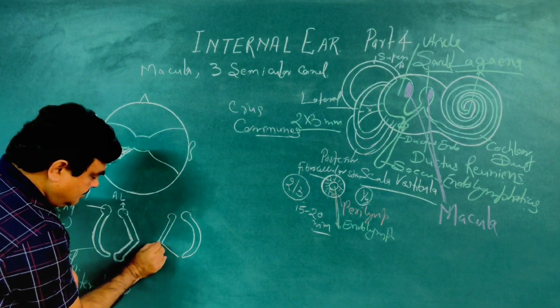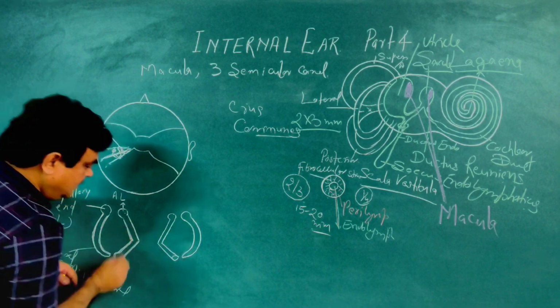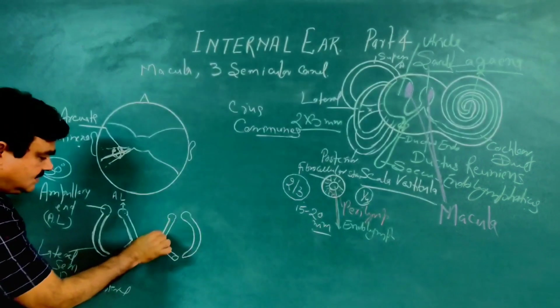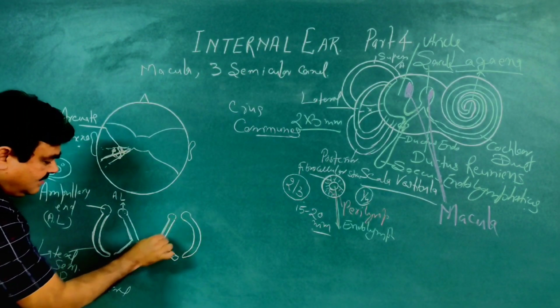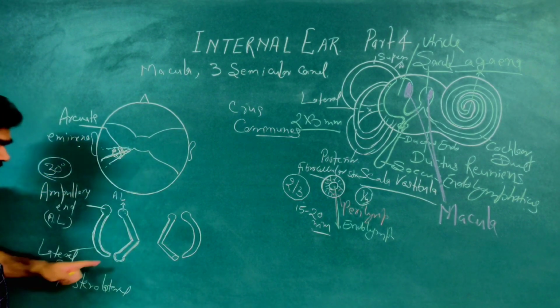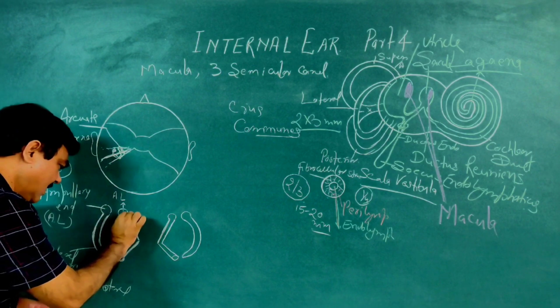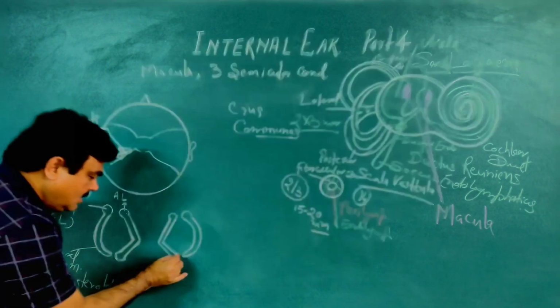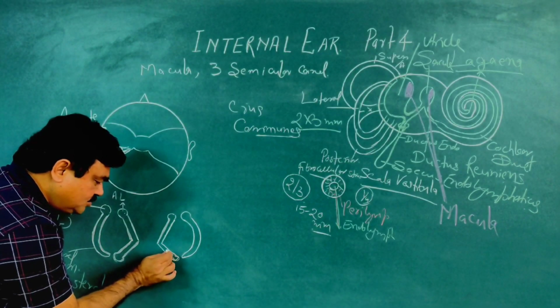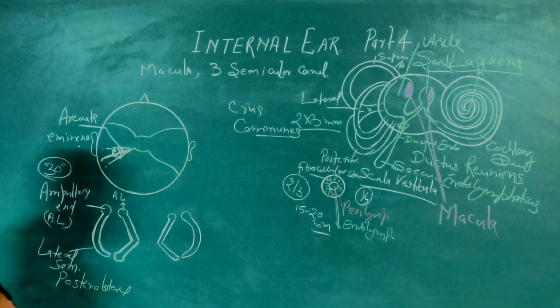And here is the position of anterior, and this is posterior. And you can see this anterior semicircular canal is parallel with the opposite posterior semicircular canal.